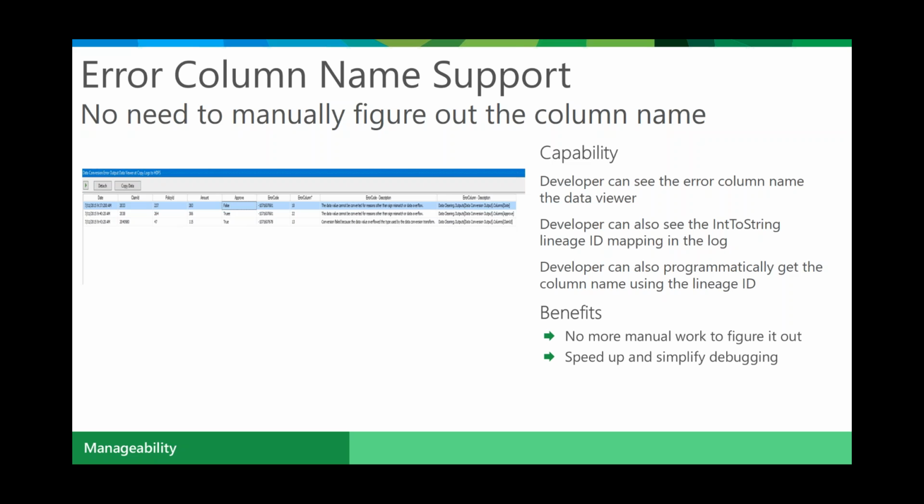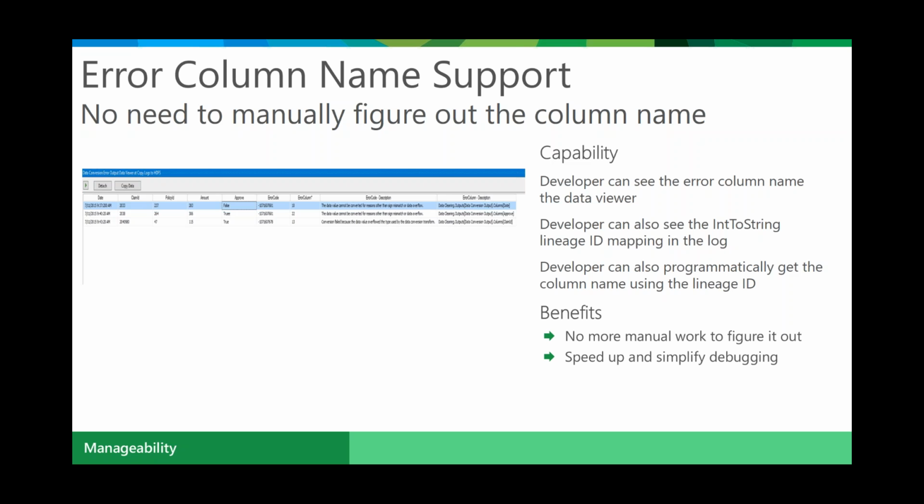We hear you, and so we have added this error column name support to solve this problem. You no longer need to look up the error column ID. We figure it out programmatically for you and display it directly in the data viewer. We also display it directly in the log. We also have an API that allows you to programmatically retrieve the error column name if you pass in the ID as a parameter. So you have different ways to do it. No matter whether you're debugging through the designer, you can use the data viewer.